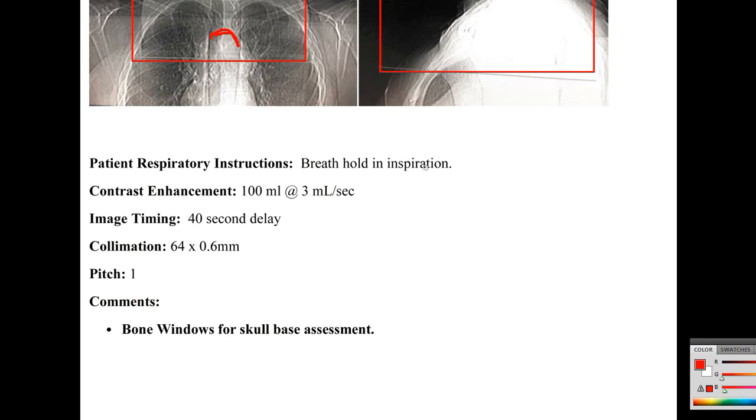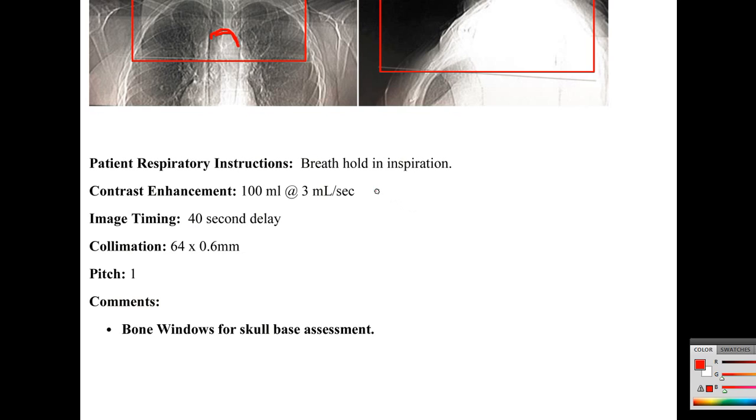For this, because you're looking for things like abscesses, salivary gland masses, things like that that will hold contrast very well, we will use contrast enhancement. And if you'll notice, this is 100 milliliters at 3 milliliters per second, which means that it's going to take you around 35 seconds to actually get the full amount of this contrast injected.